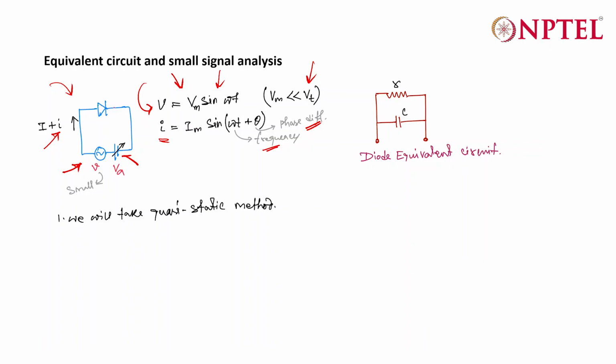And the equivalent circuit for a PN junction diode can be given using this circuit, where resistance and capacitance are in parallel. This is the diode equivalent circuit. So as we progress, we will see what is the reason behind this circuit consideration. And another important thing in this case is we will take quasi-static analysis in our consideration.